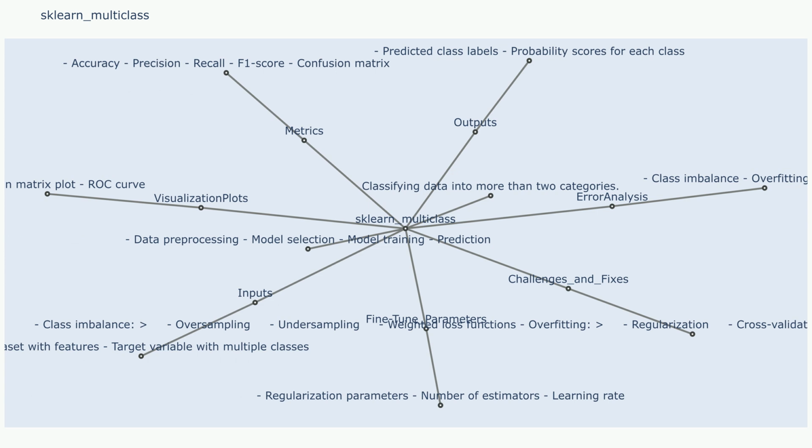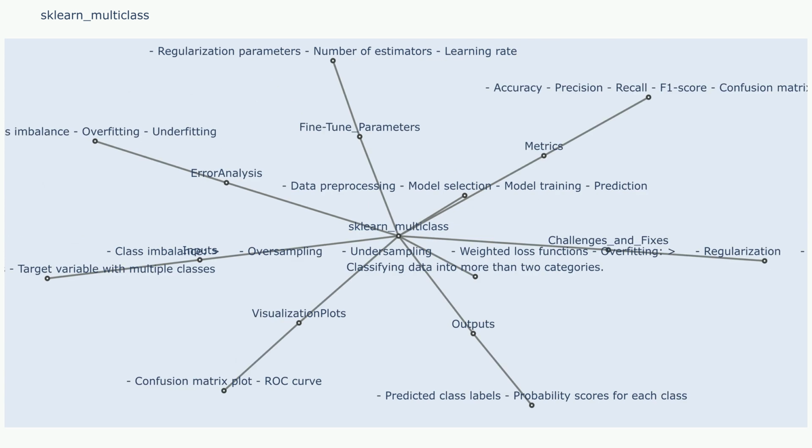Fixes to challenge 1. Use regularization techniques, such as L1 or L2 regularization, to penalize complex models. Employ cross-validation to evaluate the model's performance on unseen data. Consider reducing the number of features or using feature selection techniques to simplify a model.